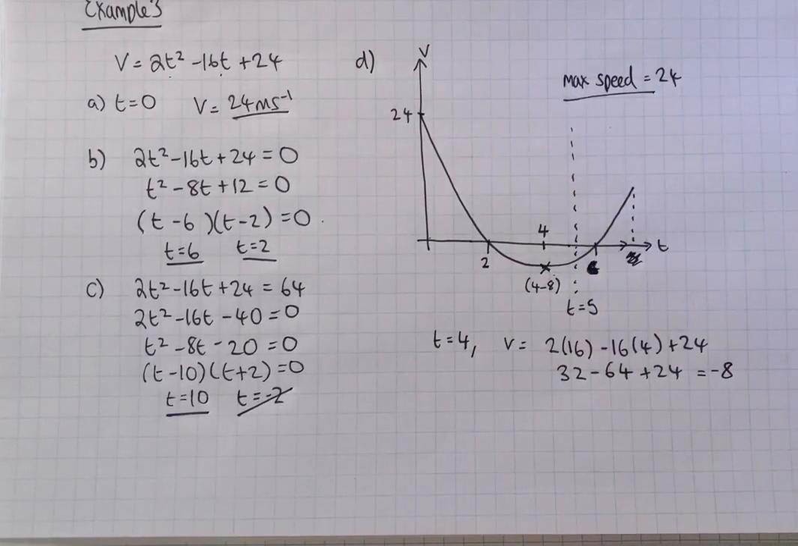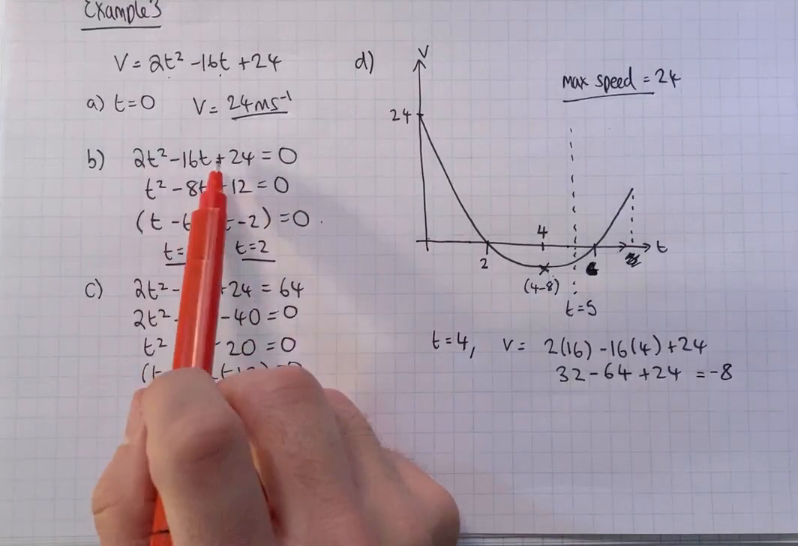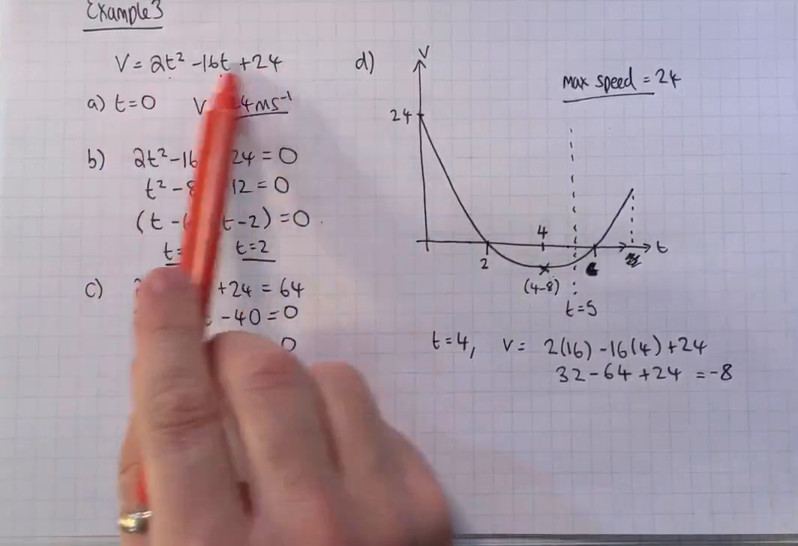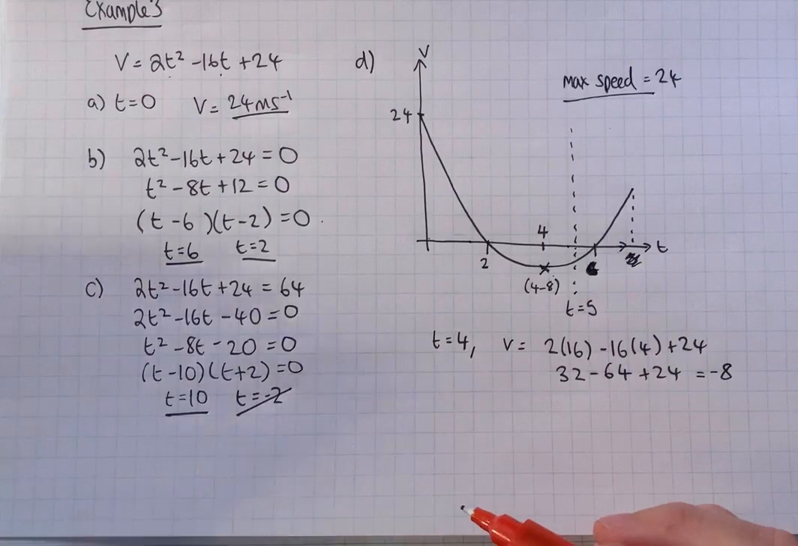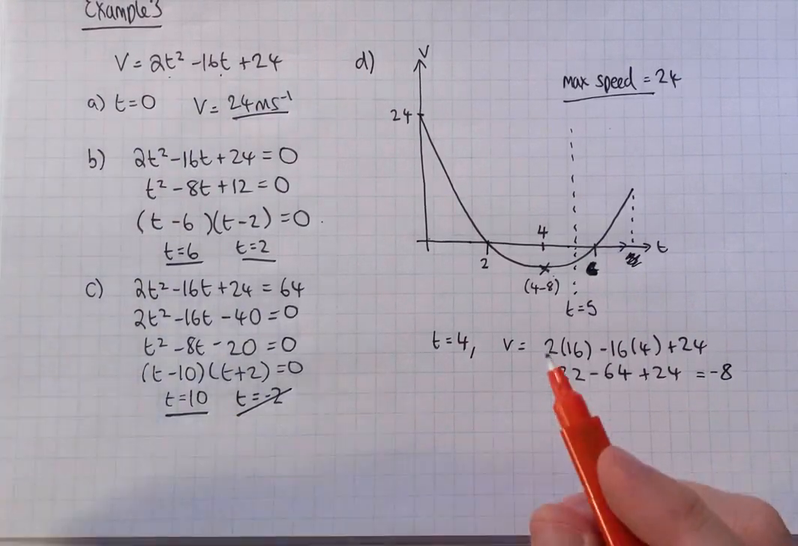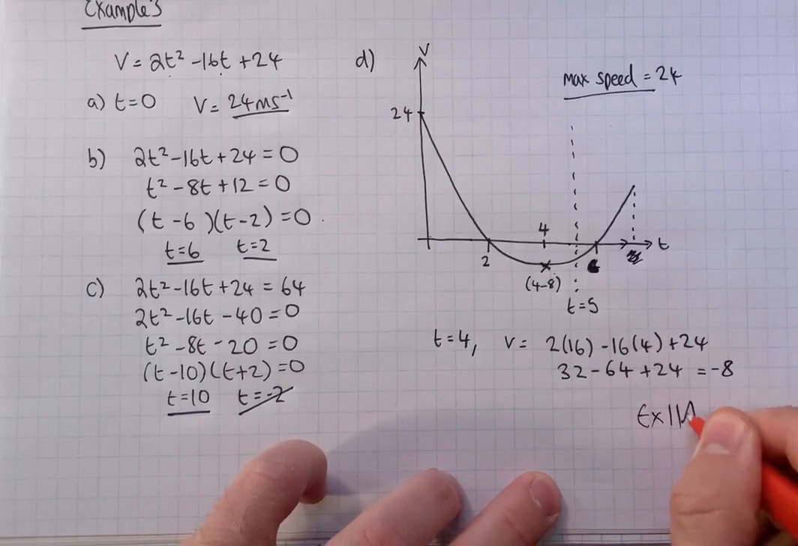We could also sketch the graph by putting this into completed square form, but this is a little bit of an easier method. Okay, that's all the examples prior to exercise 11A. So we crack on with 11A now.